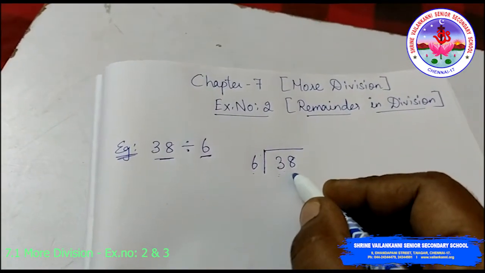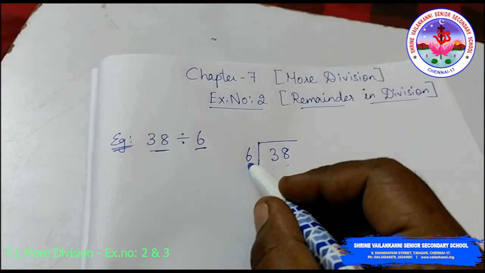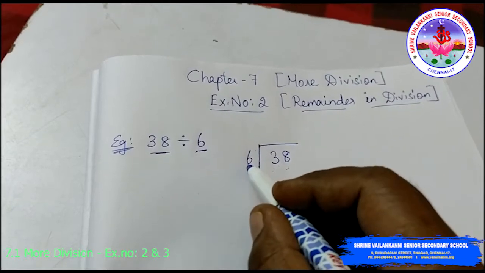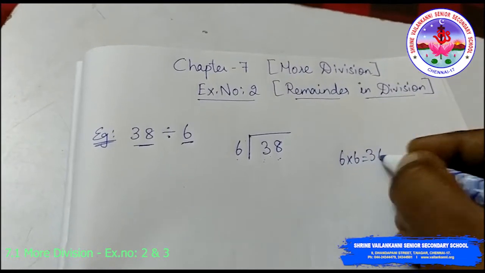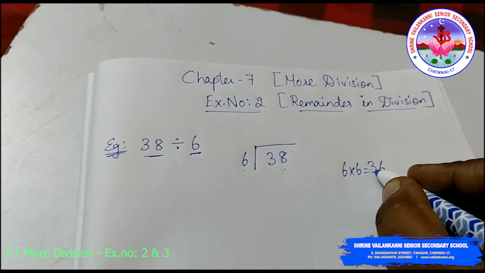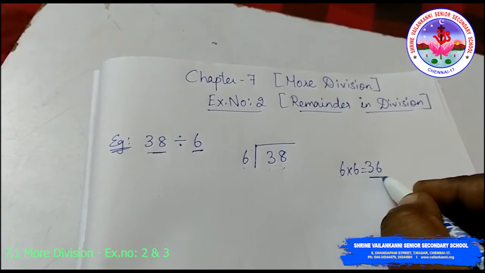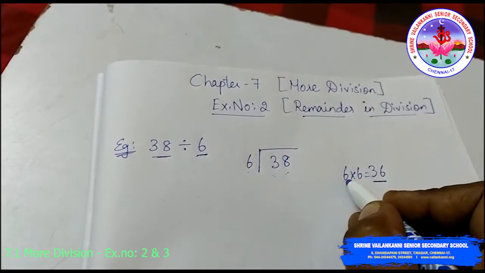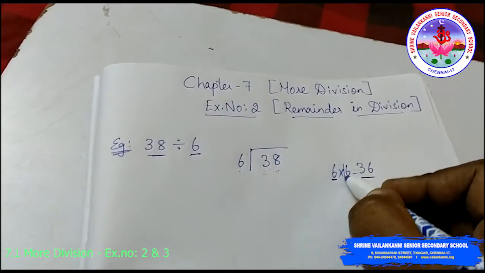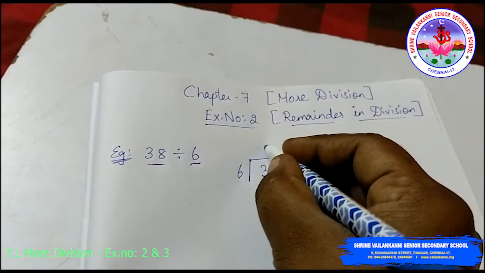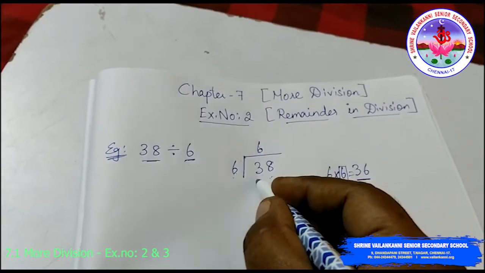So below 38, what do we get in the 6 table? 6 5s are 30 and 6 6s are 36. 6 6s are 36, which is lesser than 38. So we can consider this value. 6 is your divisor, 6 6s are 36, so 6 times; this 6 we have to write on top of this line.